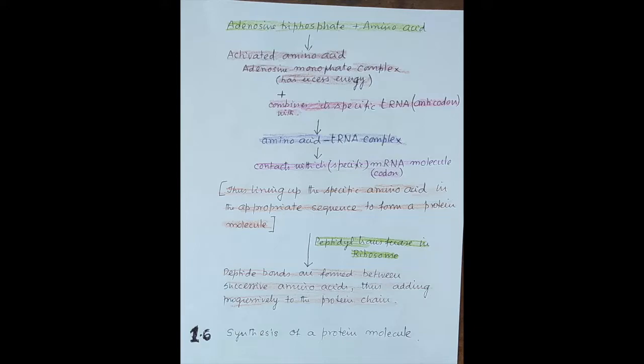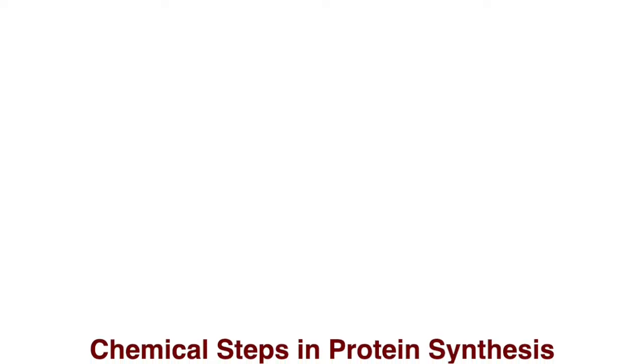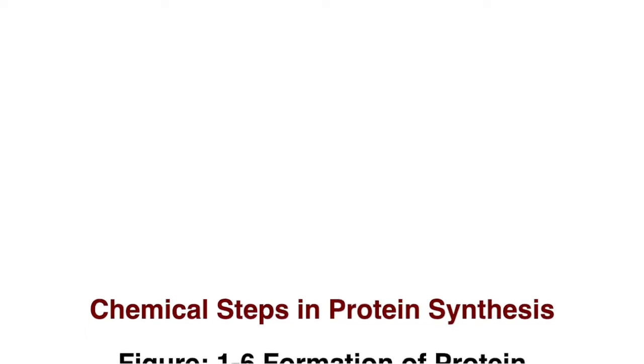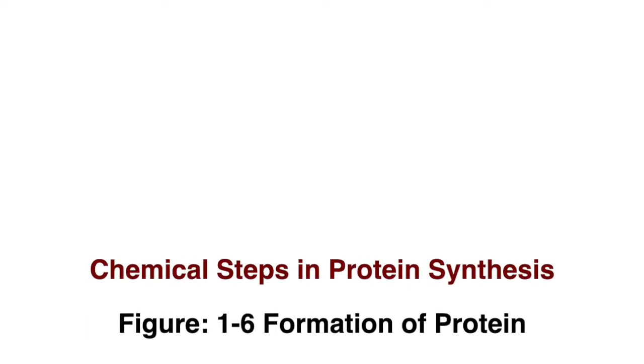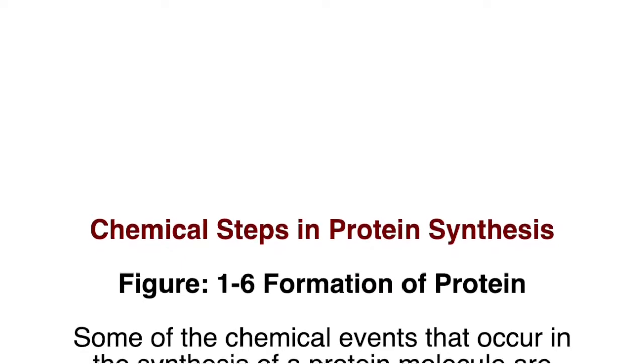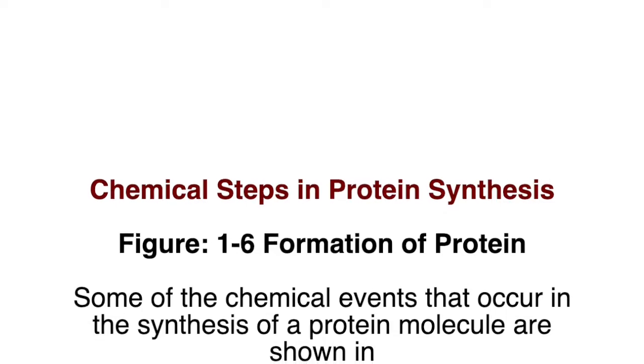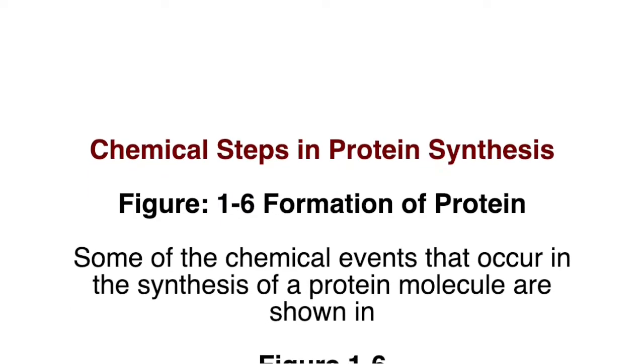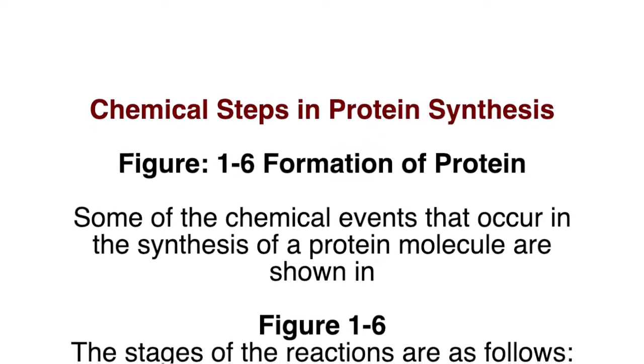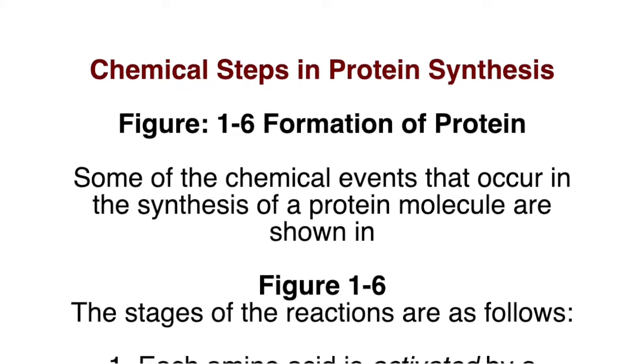Figure 1.6 shows the formation of a protein molecule. First, the amino acid is activated, then it combines with the specific tRNA, then it forms part of the developing new protein. Chemical steps in protein synthesis. Some of the chemical events that occur in the synthesis of a protein molecule are shown in figure 1.6. The stages of the reactions are as follows.